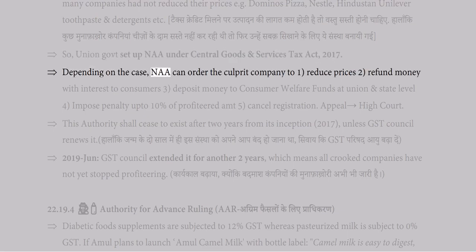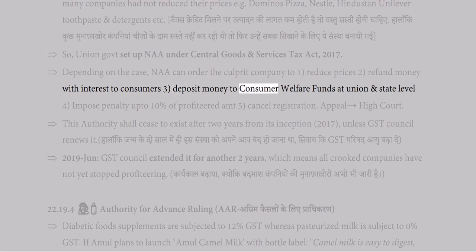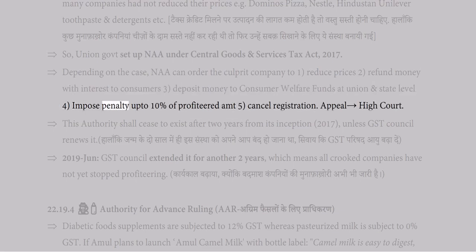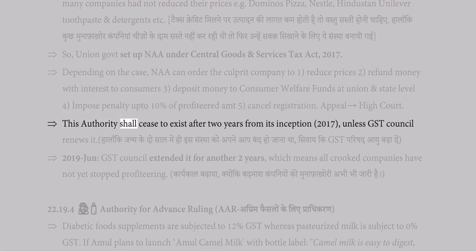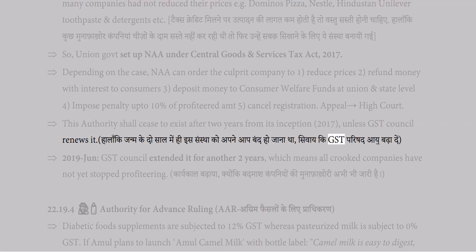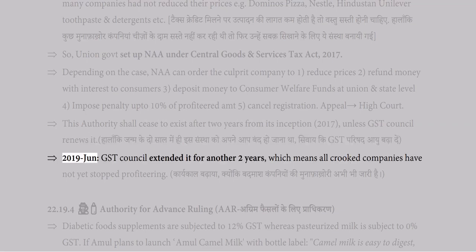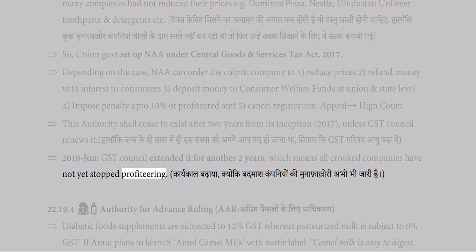Depending on the case, NAA can order the culprit company to: 1. Reduce prices. 2. Refund money with interest to consumers. 3. Deposit money to consumer welfare funds at Union and state level. 4. Impose penalty up to 10% of the profiteered amount. 5. Cancel registration. Appeal lies to the High Court. This authority shall cease to exist after 2 years from its inception in 2017, unless the GST Council renews it. In June 2019, the GST Council extended it for another 2 years, which means all crooked companies have not yet stopped profiteering.